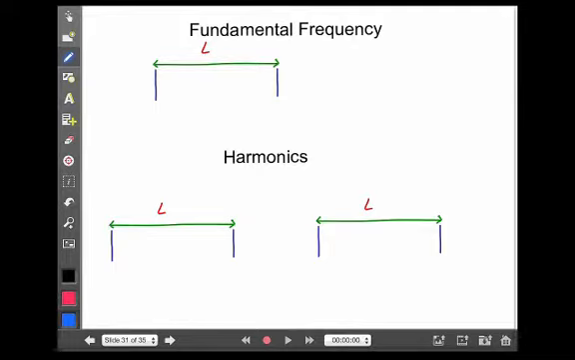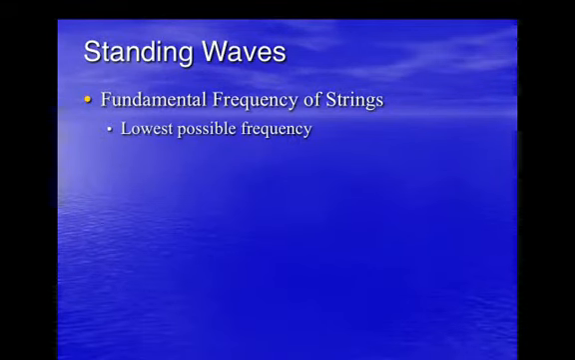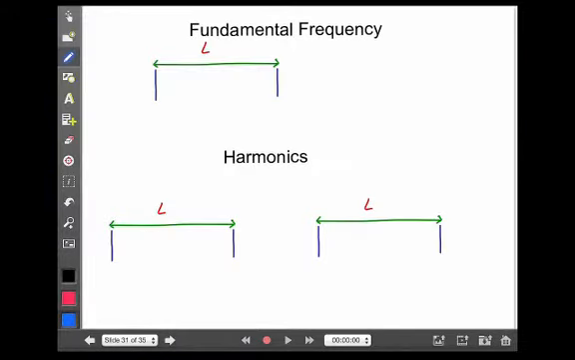Well, it turns out that every string has what is called a fundamental frequency. The fundamental frequency is the lowest possible frequency that that string can have. In other words, there will only be one antinode within the string itself. So, again, the fundamental frequency looks like this. Okay? A node at each end and a single antinode in the middle.